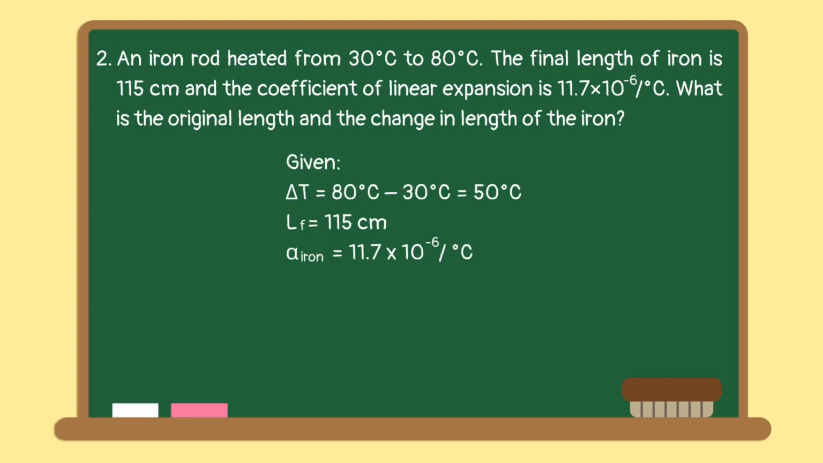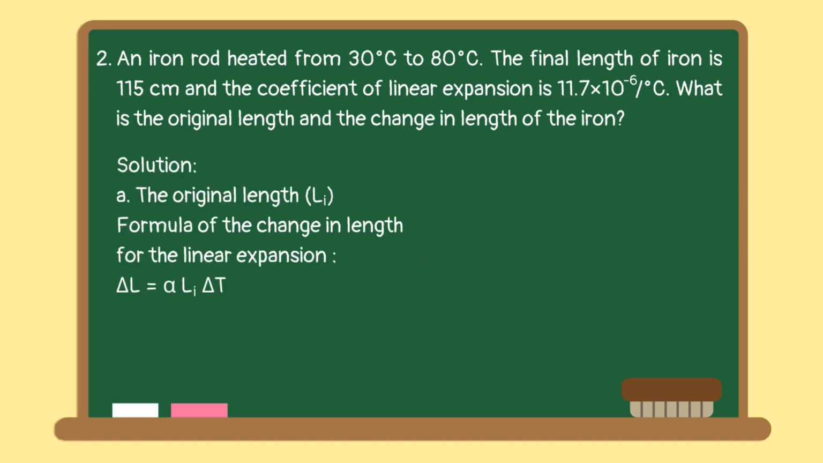The givens for this problem are the change in temperature, which is 80 degrees Celsius minus 30 degrees Celsius equals 50 degrees Celsius; the final length, which is 115 cm; and the coefficient of linear expansion, which is 11.7 times 10 raised to negative 6 per degree Celsius. The required for this problem are the original length and the change in length. Okay, let's solve this problem. First is the original length.